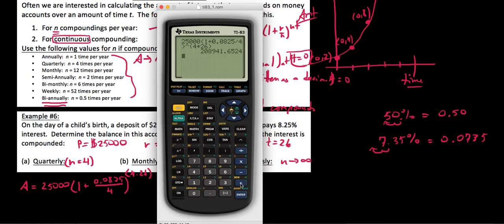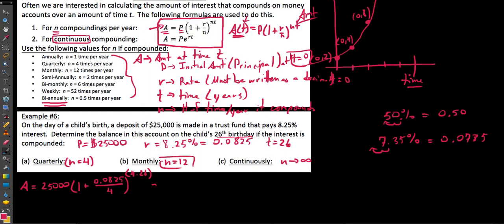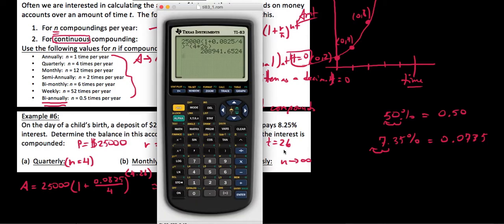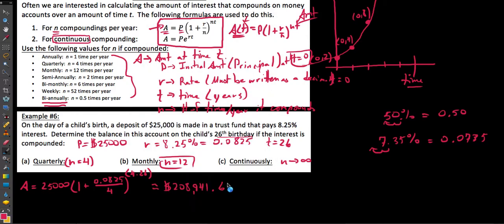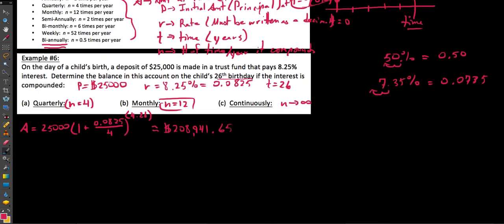If I've got everything typed in correctly, 26 years down the road, this child is going to have about $208,941. Since we're talking about money, we'll round it off to 2 places, about 65 cents here. So how would this have been different if it compounded monthly?